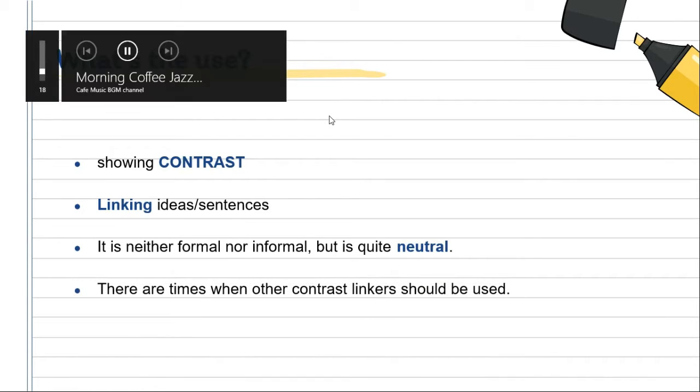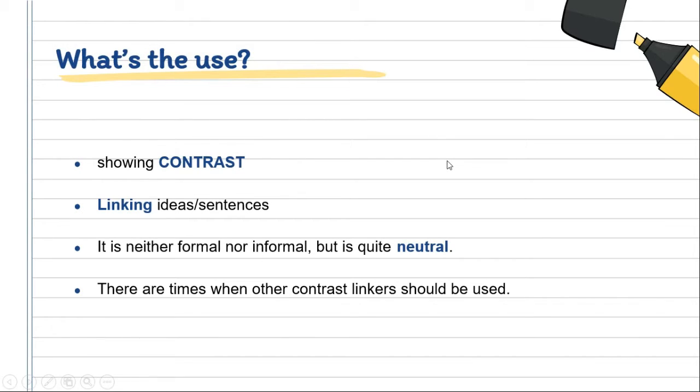Alright, there are times when other contrast linkers should be used. Jadi ada beberapa saatnya linkers contrast yang lain dapat digunakan di sini. Okay, bisa untuk more precise or avoid repetition. Usually we use this one in writing. So when you are writing something, you are going to use contrast or linking words. Okay. As you can see in your textbook, page 68, about the truth is out there, there are some linking contrasts or linking ideas that is mentioned there.